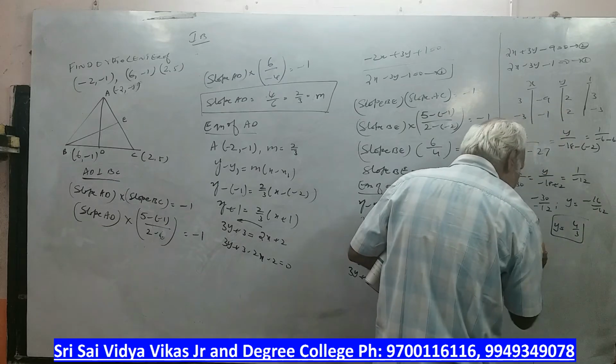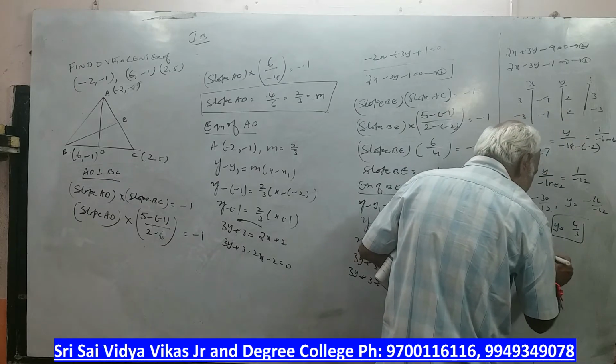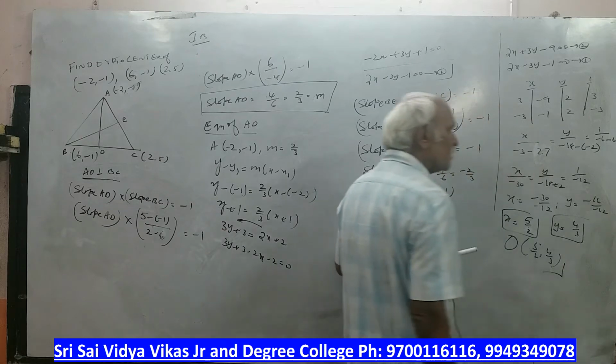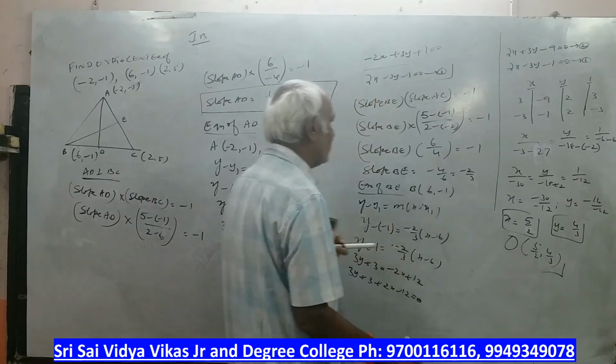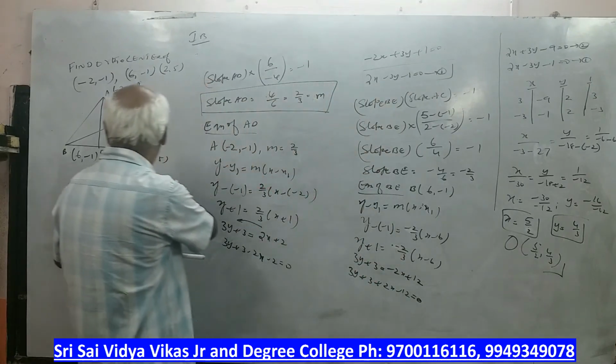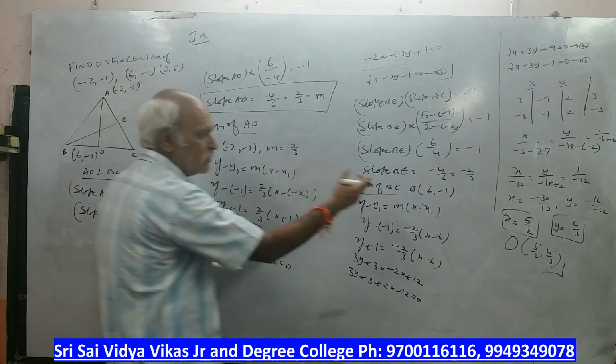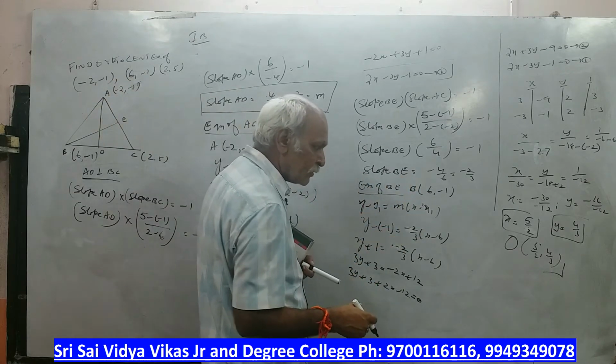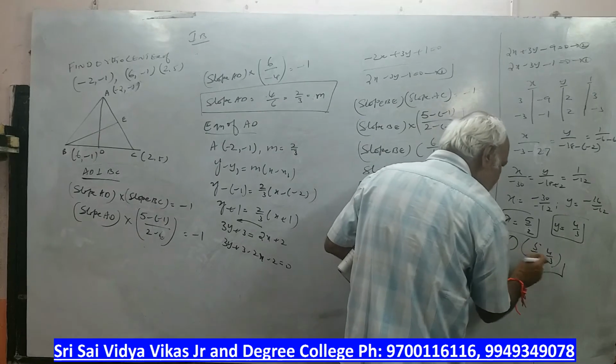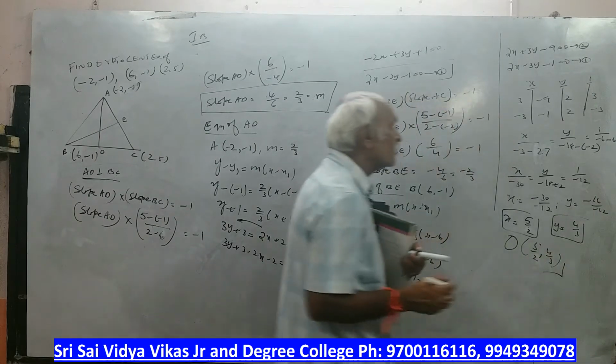So what is the orthocenter? 5 by 2 comma 4 by 3. Right? So what I have done? Slope of AD I have found out, slope of BE I have found out, used the equations, then solved the equations. So what is the answer we get? 5 by 2 comma 4 by 3. Okay, this is the orthocenter. Please note down this.